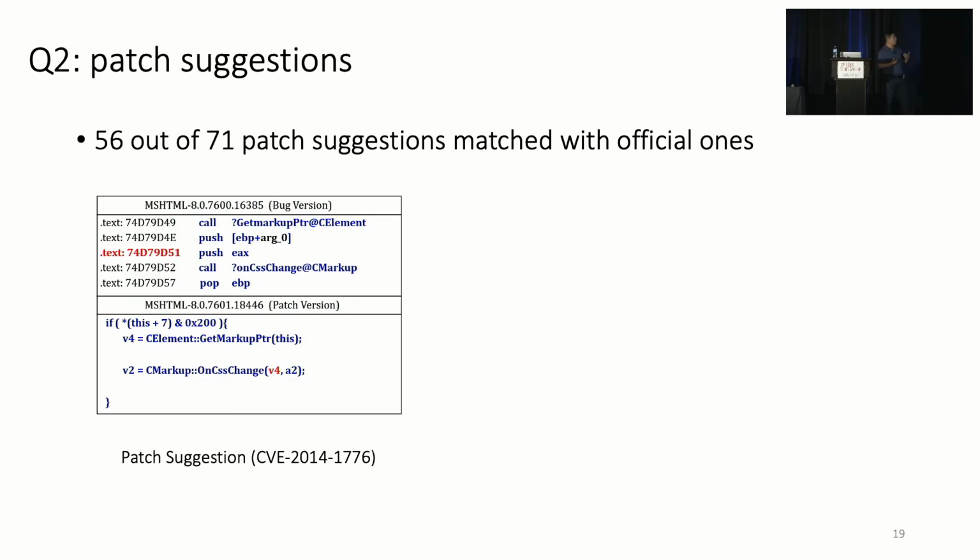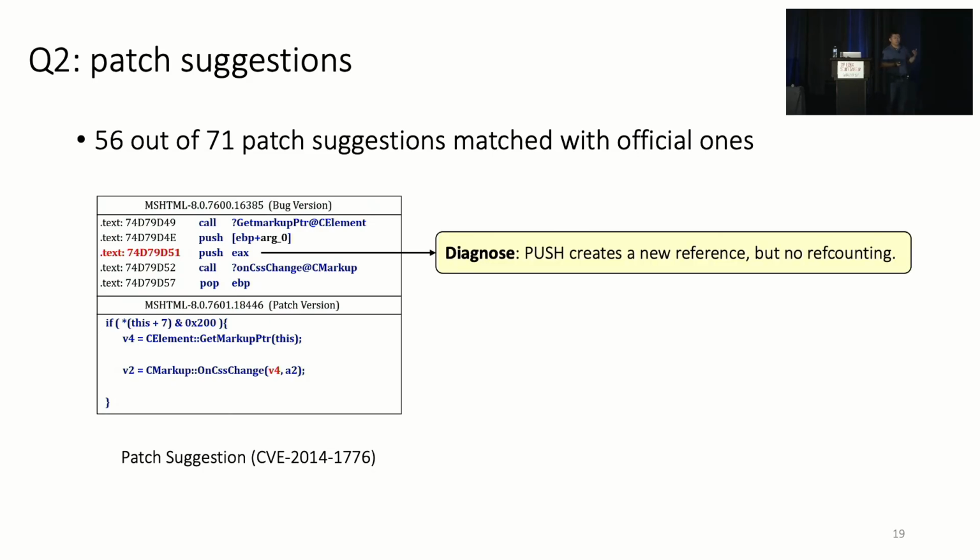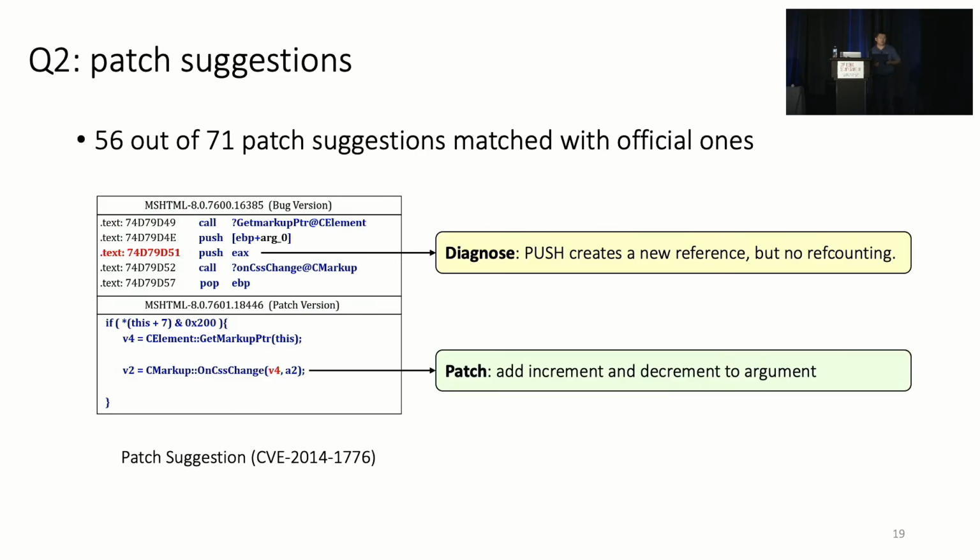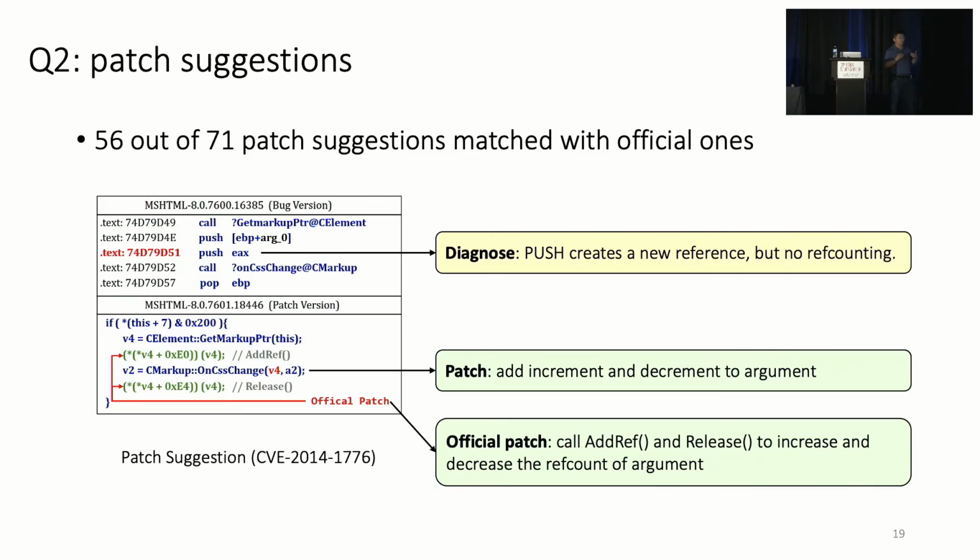And here's one example. Here, this push instruction actually puts a pointer on the stack, which effectively creates a new copy of the reference. However, there's no reference counting, no increment or decrement. So we suggest that we should add the increment and decrement to this argument to avoid bugs. And actually, we checked the patches from Microsoft. They indeed also use the same method to fix this bug.